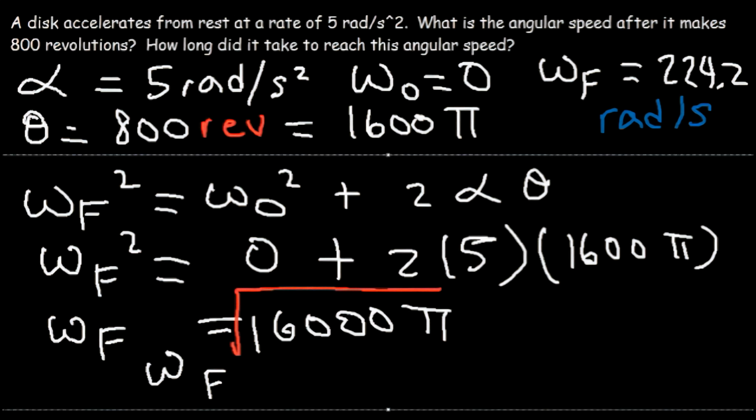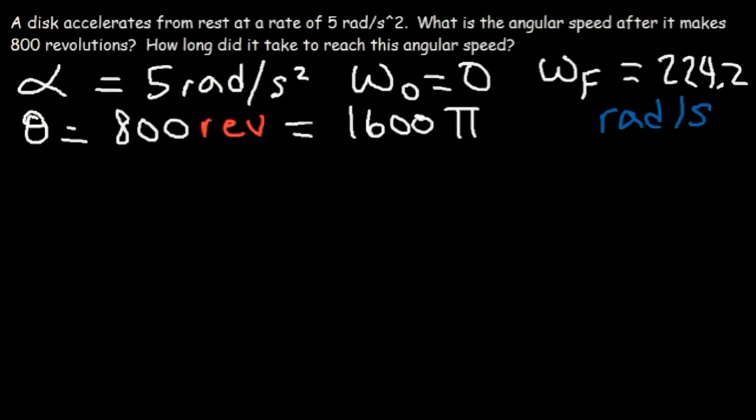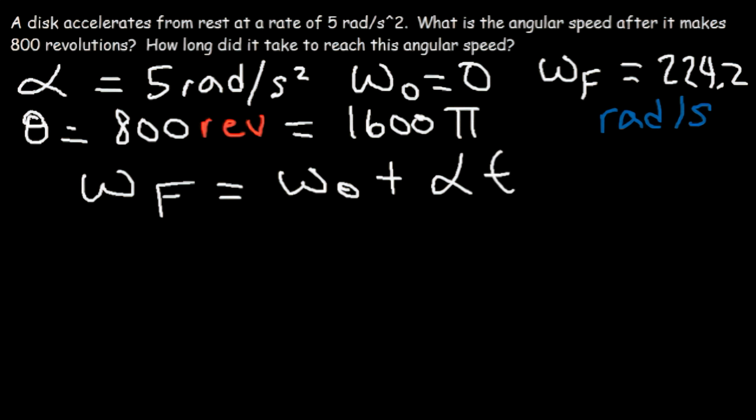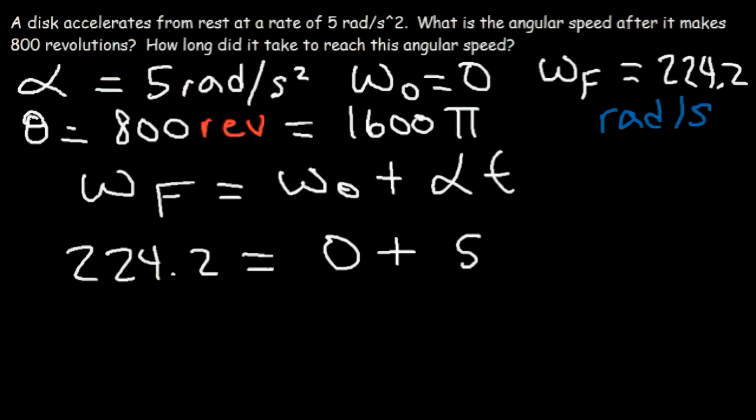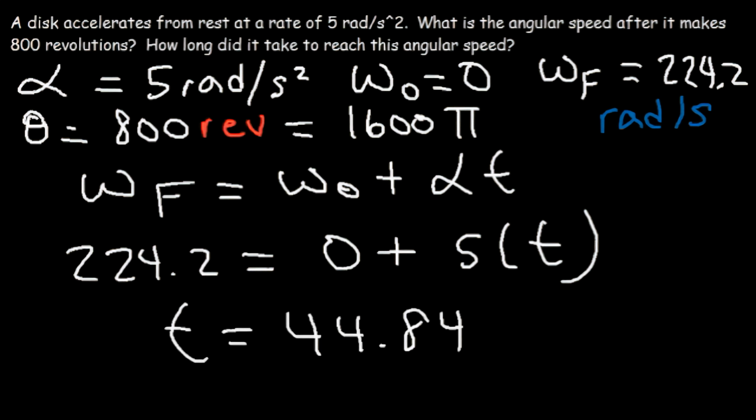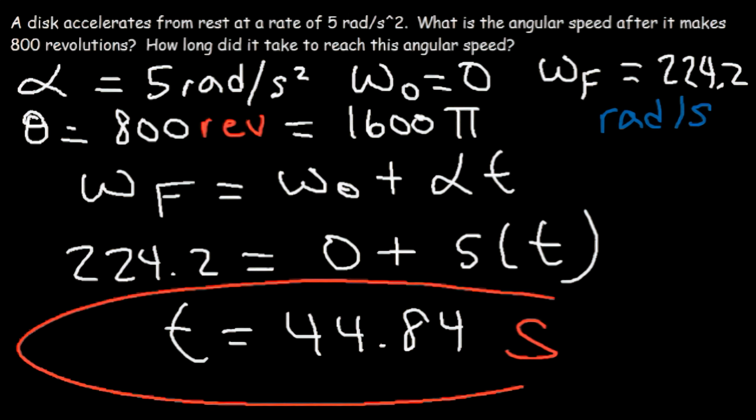Now that we have the final angular speed, what can we do to calculate the time it took to reach that angular speed? What equation should we use? The best equation to use at this point is this one. So now that we have the final angular speed, which is 224.2, and we have alpha, we can now find the time. So it's simply 224.2 divided by 5. And so it took 44.84 seconds to reach that final angular speed.